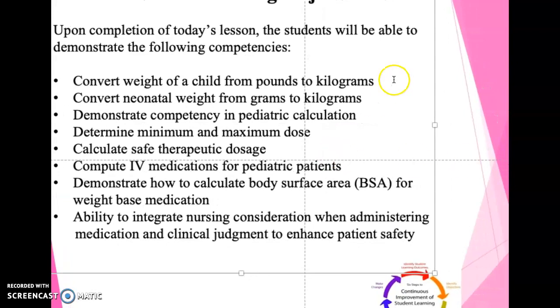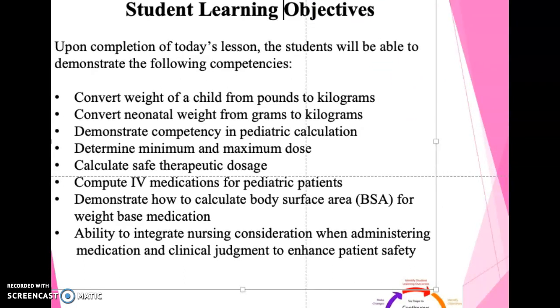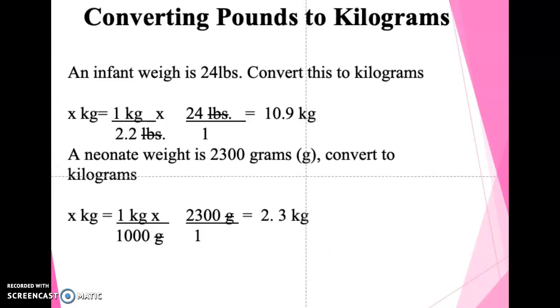The student learning objectives are very important because they provide a framework for the lesson plan. These are the objectives that you should grasp upon completion of this lesson plan. So let's look at the first problem.